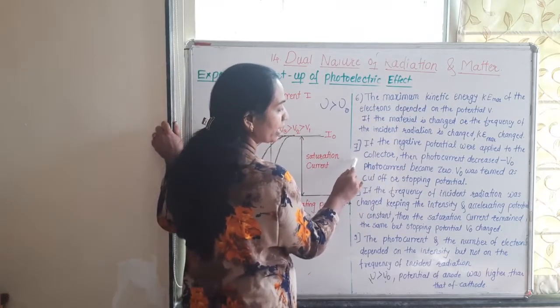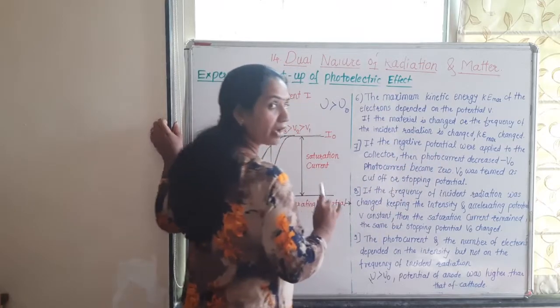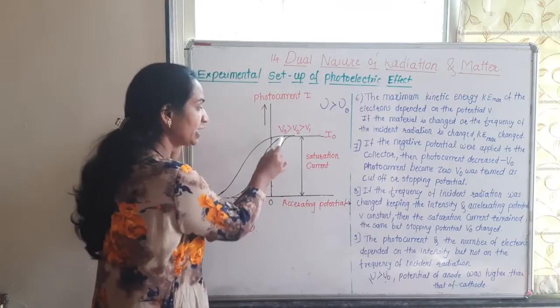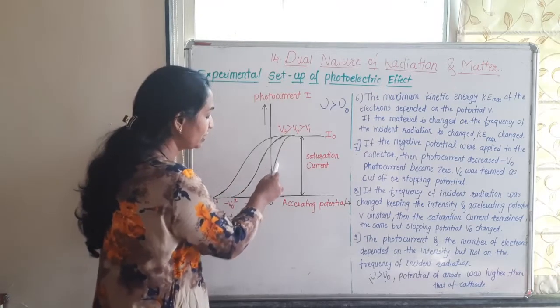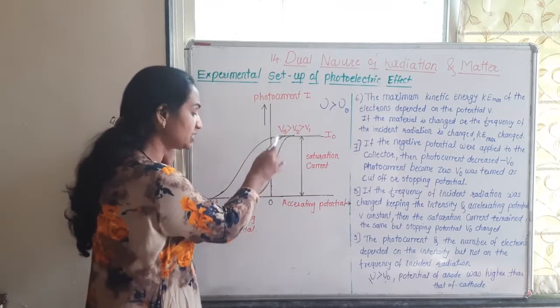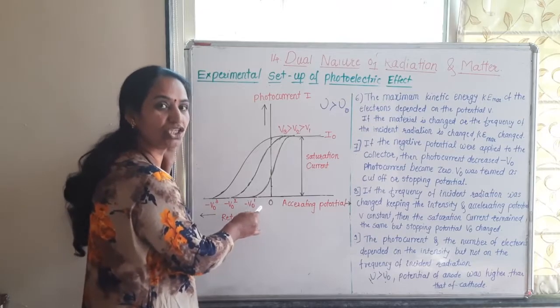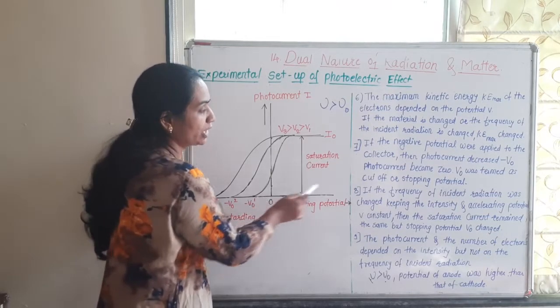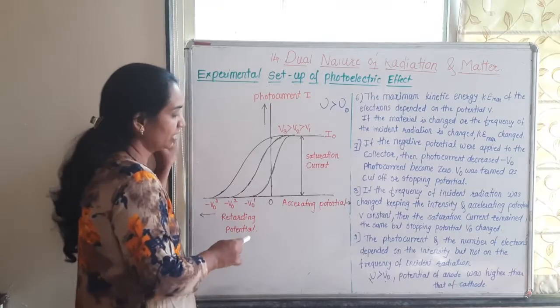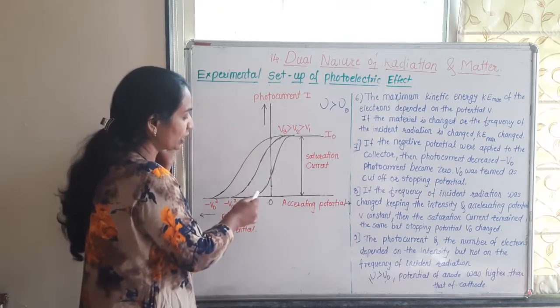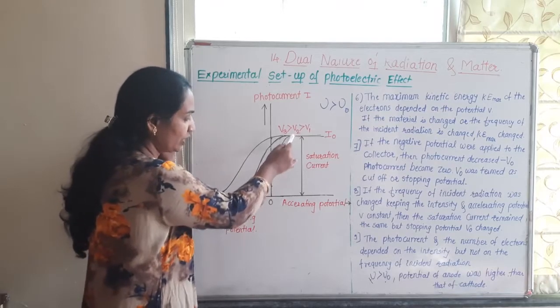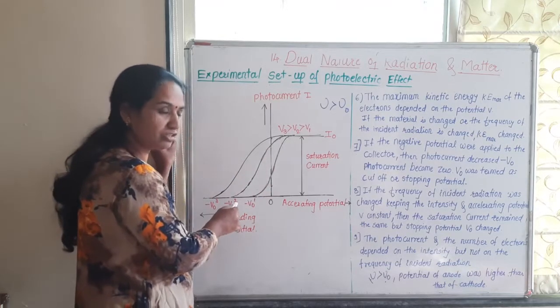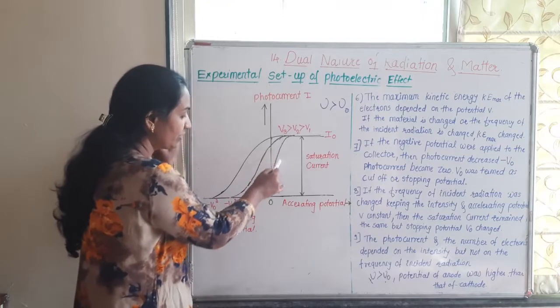Then the seventh point: if a negative potential is applied to the collector, then the current reduces to zero. This is called the cutoff potential or stopping potential, and it is also called the retarding potential. Here we consider three potentials which are retarding.